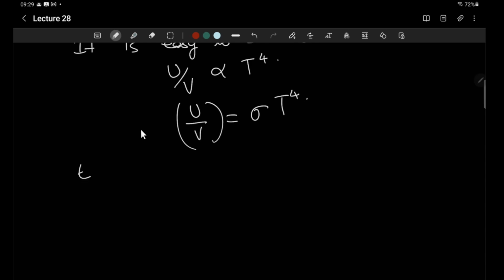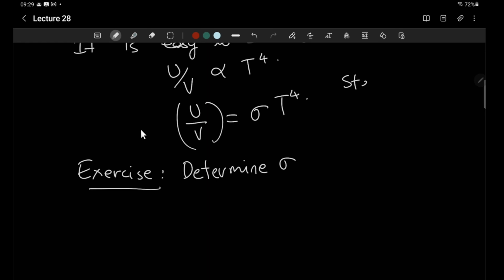The exercise is to determine sigma exactly, so you have to put all the factors together. This is the Stefan-Boltzmann law, and this constant is called Stefan's constant.